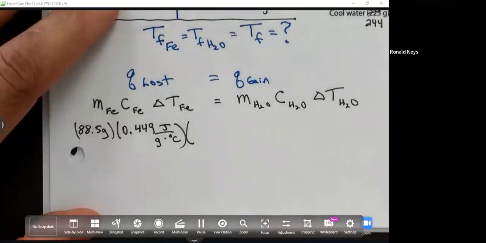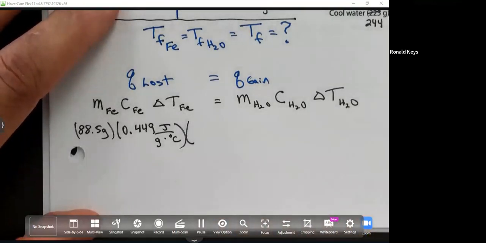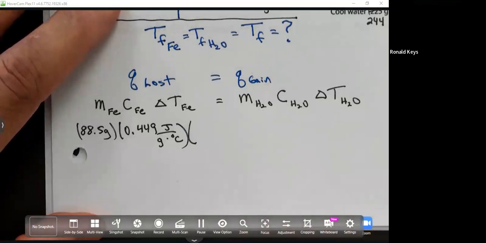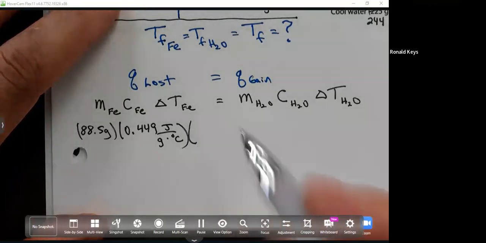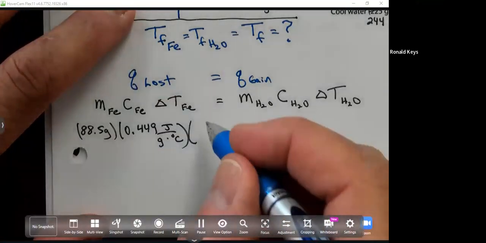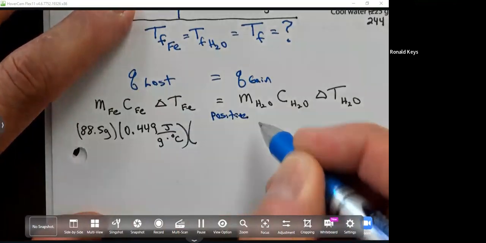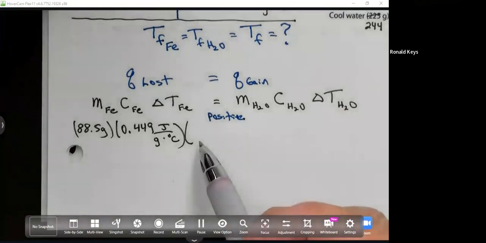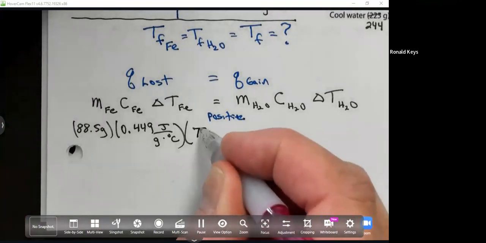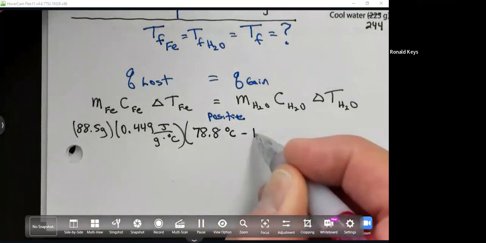Here's the key to this. You have to make the temperature changes positive. Sometimes I'm going to go T initial minus T final, sometimes T final minus T initial. You have to make the temperature changes positive. Is the iron, which starts out at 78.8, going to get hotter or colder? Colder, right? So to make this positive, I'm going to do 78.8 degrees Celsius minus T final.